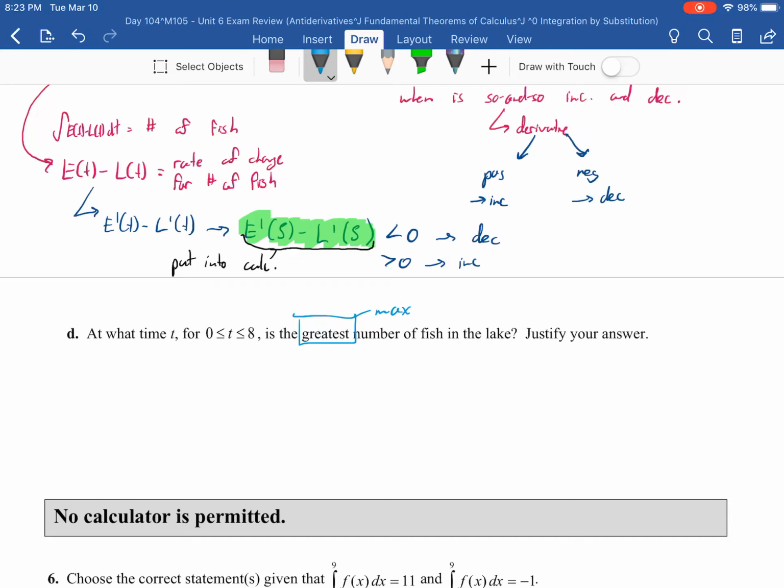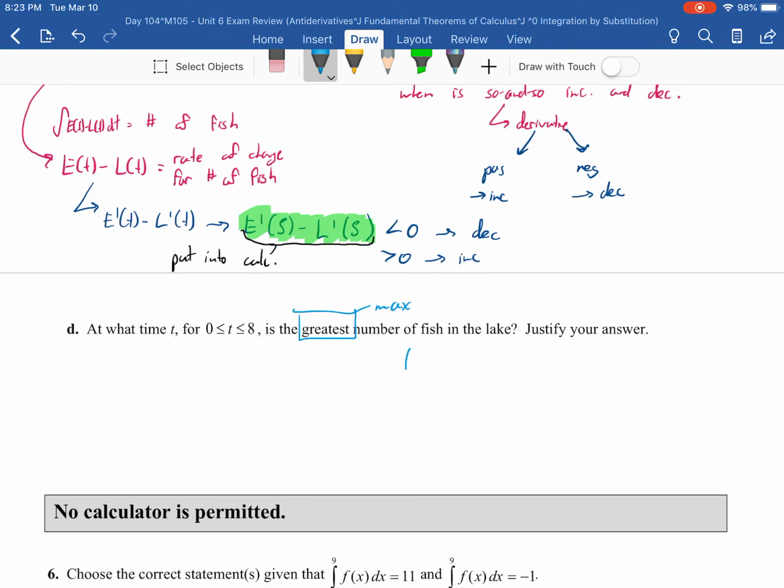Now, hopefully you remember that's related to finding the max of so-and-so, right? Going back to this idea of just generalizing the question. If you want to find the max of so-and-so, you have to find the derivative. Well, let's talk about what this so-and-so is first. What are we trying to find the max of? Well, we're trying to find the max of the number of fish in the lake.